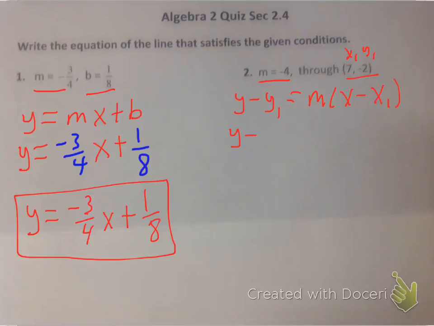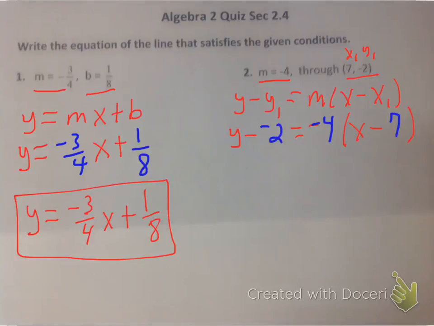So it's going to go y minus, my y1 is a negative 2, equals my slope is a negative 4. Oops, sorry. Negative 4. And then x minus, and my x1 was 7.